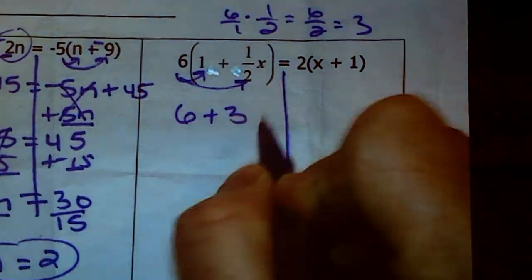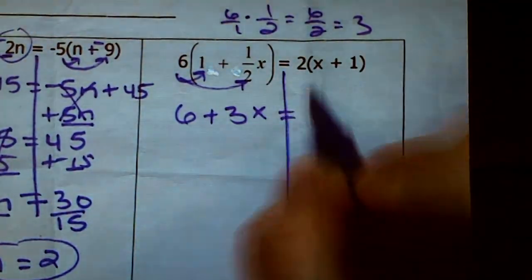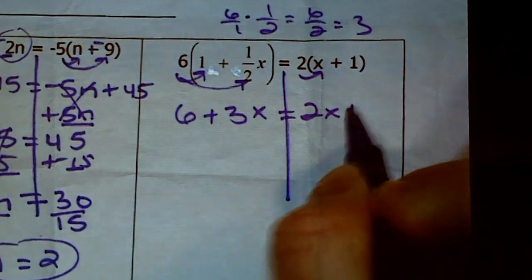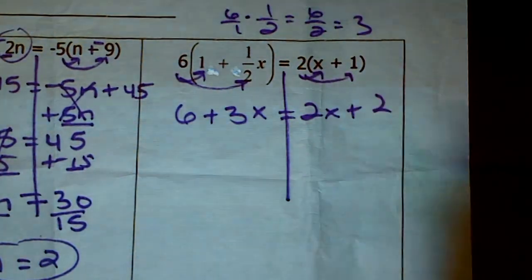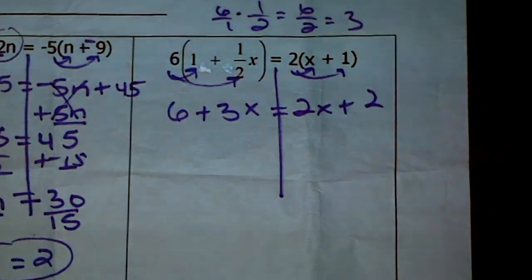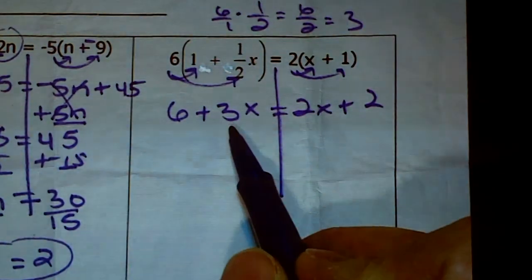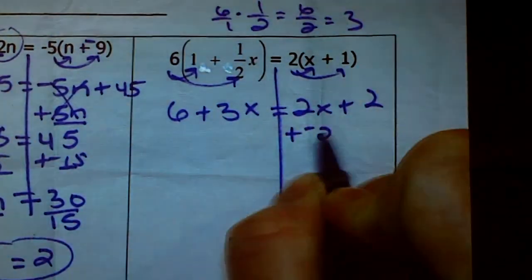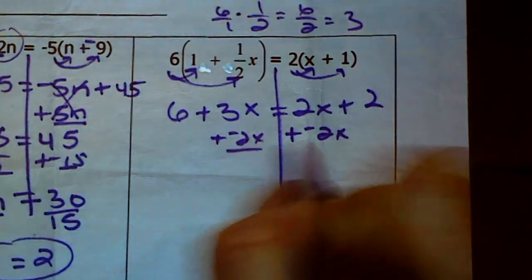And don't forget about the x there. And over here, 2 times x is 2x. 2 times 1 is 2. And again, we have one that looks just like the others on the opposite side of the page. We have a variable on both sides. Choose one to get rid of. I would rather do 3 minus 2 than 2 minus 3. So I'm going to add a negative 2x first.